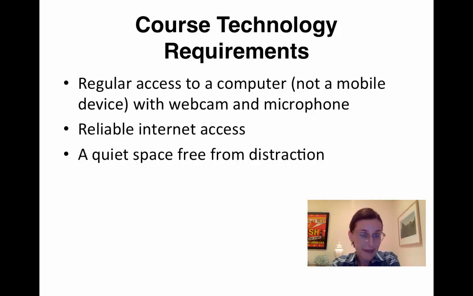In order to participate in this class, the most basic things you need are regular access to a computer, not a mobile device, with webcam and microphone. So even if you have a phone or tablet with a camera and microphone, you're still going to need to use a laptop or desktop for your participation in section meetings. And this is because you're going to need to be able to share text files, and display slides for a presentation you're giving. So having access to a computer to participate in those section meetings is essential.